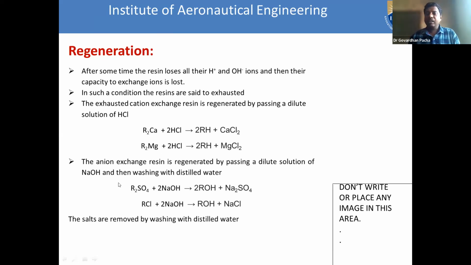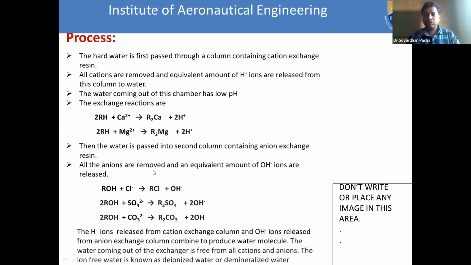Now we consider the regeneration of the anion exchange resin. The anion exchange resin is regenerated by dilute sodium hydroxide. Okay? So for example, the products of the anion exchanger are either RCl, R2SO4, or R2CO3. These three are examples of anion exchange resin products.